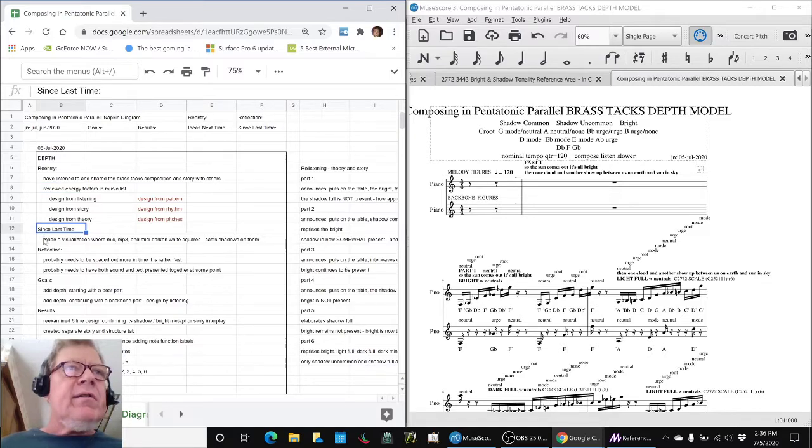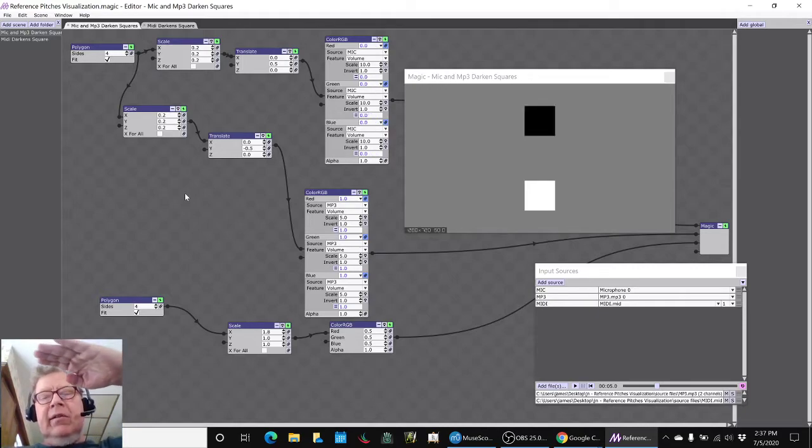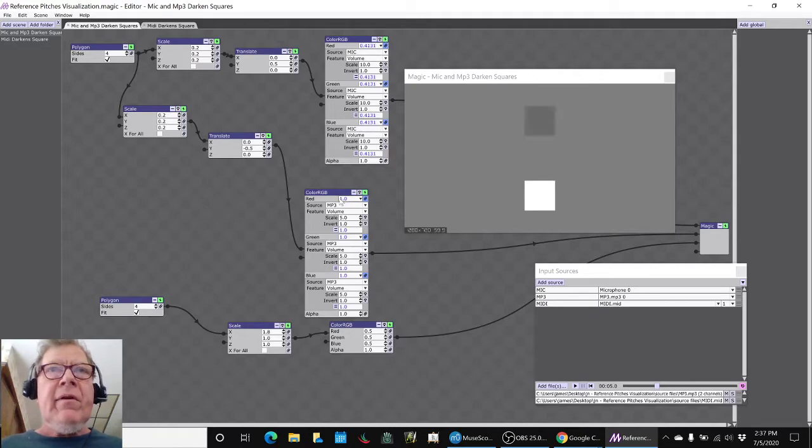Since the last stream, we did explore visualizations, and we'll show you that very quickly. This is a visualization where the microphone and an MP3 file darken the square, and this is the idea of shadow notes. We've got the sun up here, and we've got the sidewalk down here, and when a scale comes in the way, it casts a shadow corresponding to the note. So the upper square is our microphone, and the bottom square is an MP3, which has a simple scale in it.